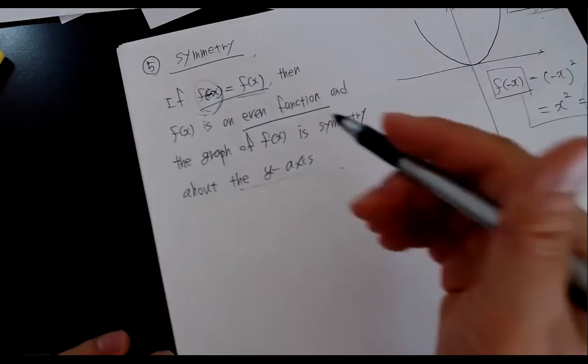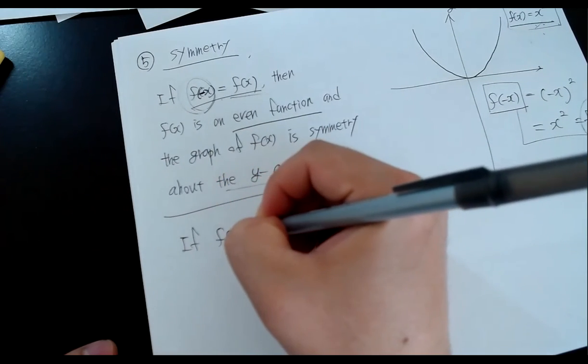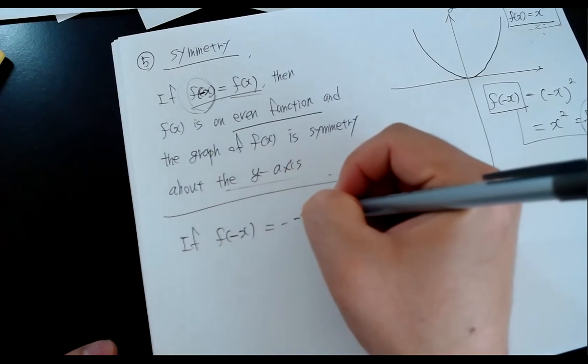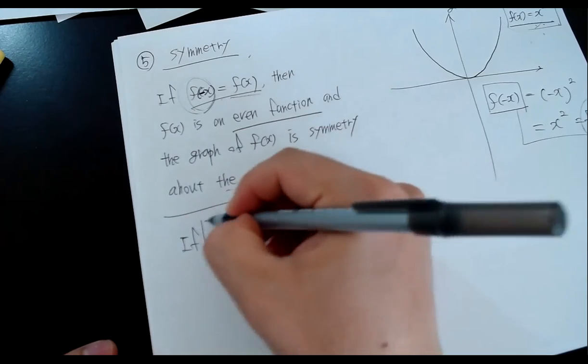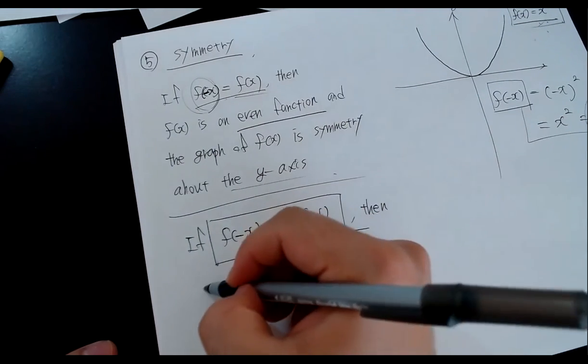Okay. What about the other function we mentioned there, right? If f of negative x is equal to negative f of x, okay, then what? f of x is an odd function.